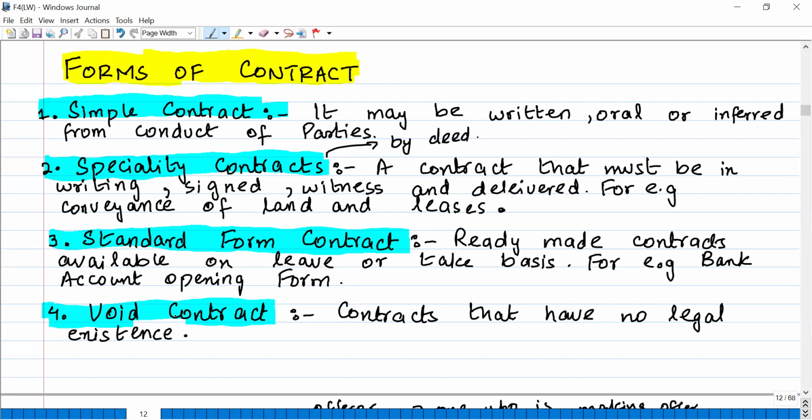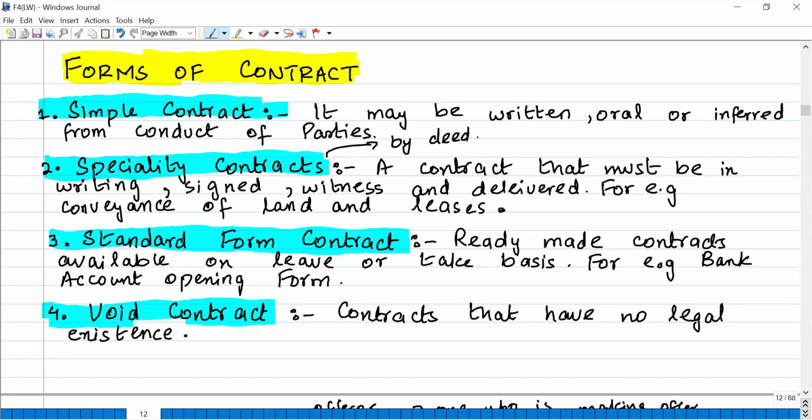Like for example, when you go to a bank and you want to open an account, there will be a standard form. There will be an application, and you just have to fill in the details and submit it to the bank, and the bank will open your account. So that is a standard form contract that is available on a leave-it-or-take-it basis. It is ready made. When you enter the bank, you can see that contract. You fill in the information, and when you submit it, the bank will open your account. So that form is like a standard form contract.